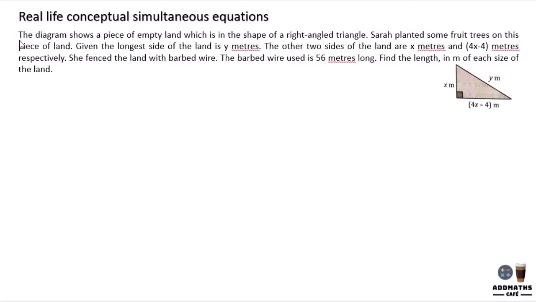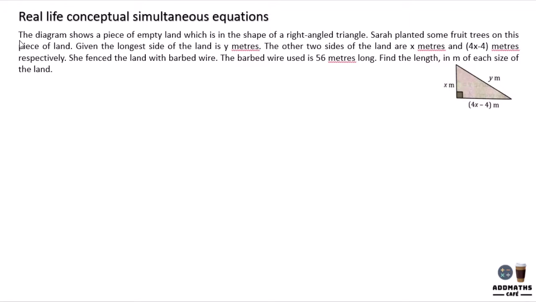To solve real-life conceptual simultaneous equations, the most important thing is to understand the question. The diagram shows a piece of empty land which is in the shape of a right angle triangle. This is a right angle triangle. Sarah plants some fruit trees on this piece of land.